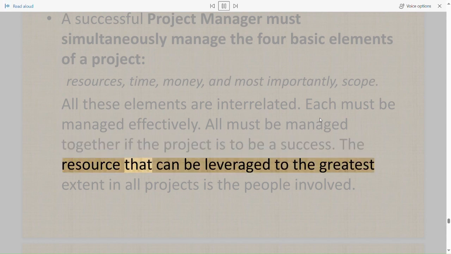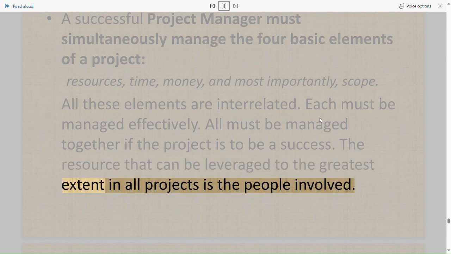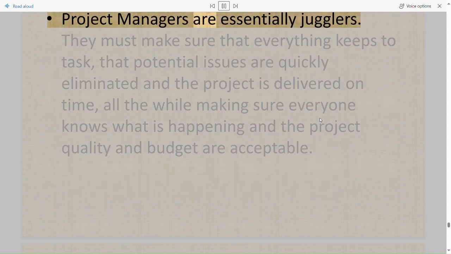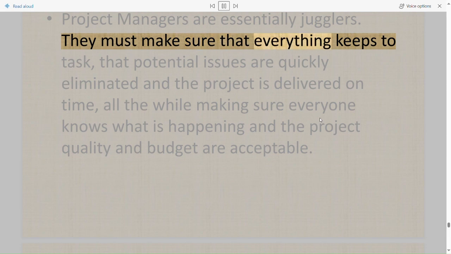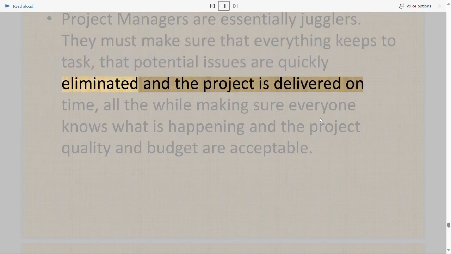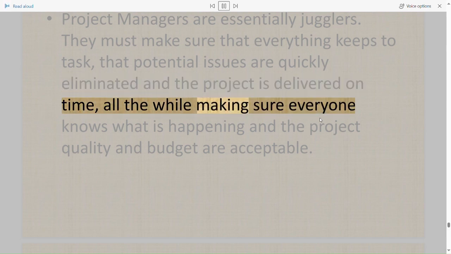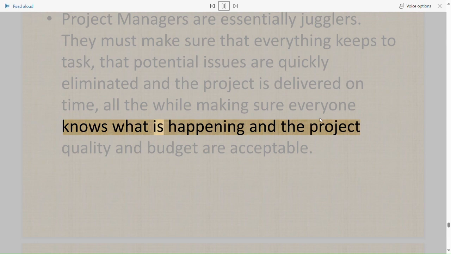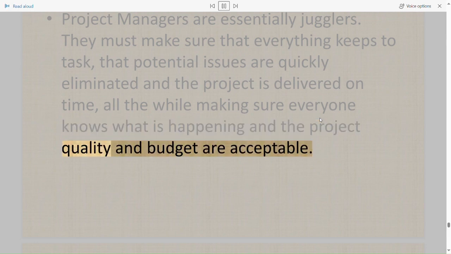The resource that can be leveraged to the greatest extent in all projects is the people involved. Project managers are essentially jugglers. They must make sure that everything keeps to task, that potential issues are quickly eliminated and the project is delivered on time, all the while making sure everyone knows what is happening and the project quality and budget are acceptable.